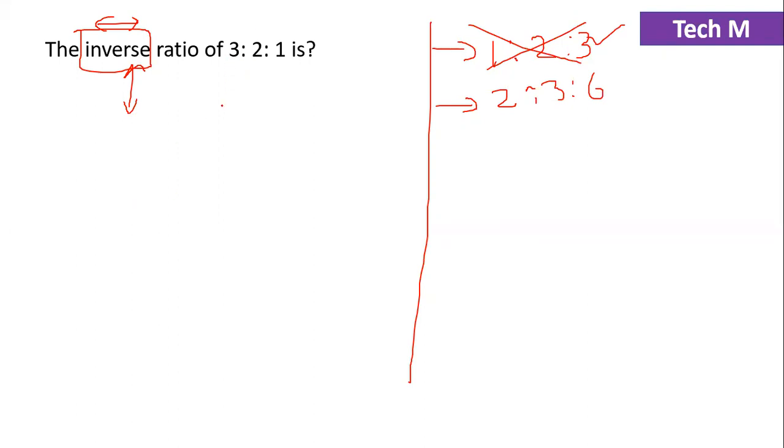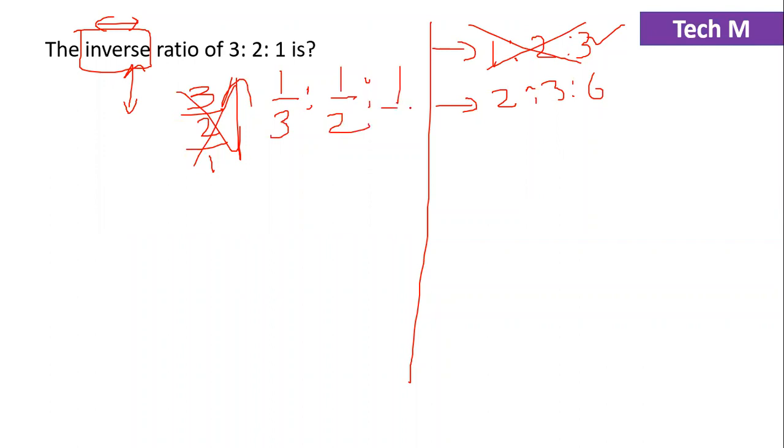And the ratio 3 by 2 by 1, we have to write in reverse. That does not mean 1 is to 2 is to 3, guys. We have to make 3 as 1 by 3, 2 as 1 by 2, 1 as 1 by 1. Numerator and denominator should be reversed. Here, these 3 numbers are in the numerator. We have to write them in the denominator. That is the meaning of it.